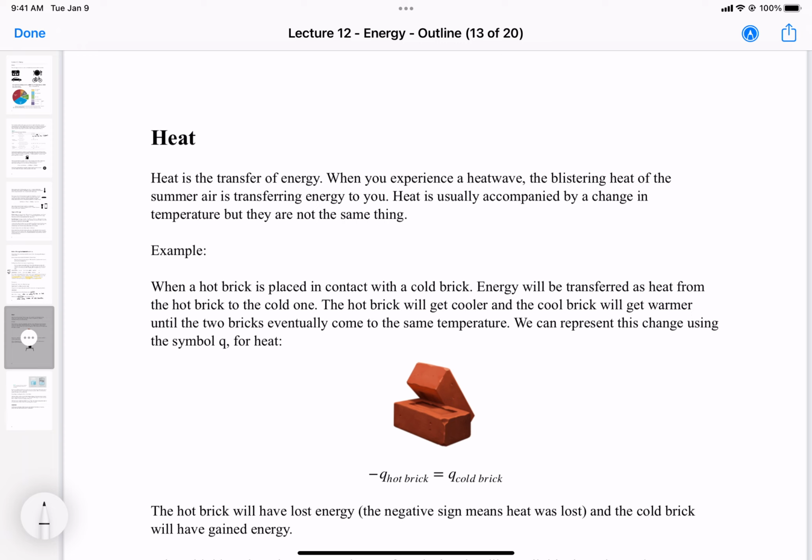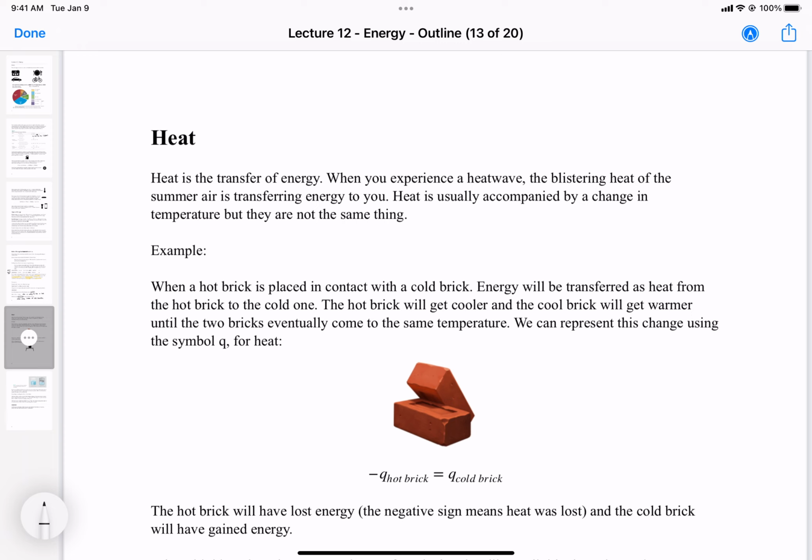Probably some will be lost, maybe to other sources of heat transfer, right? So the hot brick will get cooler, and the cool brick will get warmer until the two bricks are eventually the same temperature, right? So that's thermal equilibrium. So we can represent this change using the symbol Q for heat.